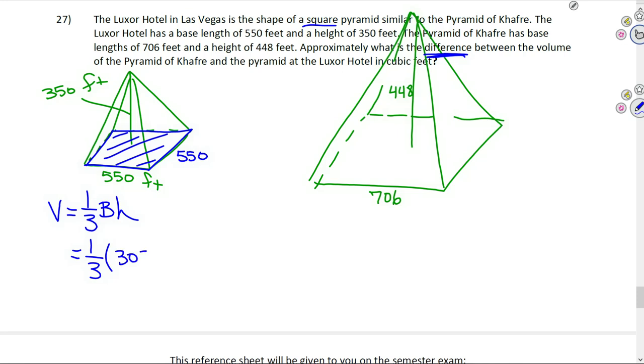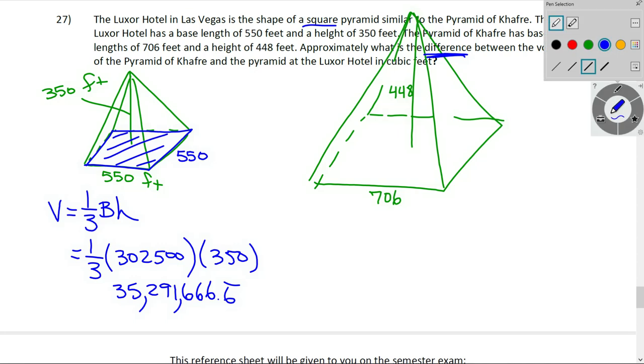550 times 550 is 302,500. And the height is 350. So 1/3 of the 302,500 times 350 is a very big number. 35,291,666.6 repeating is the approximate volume of the Luxor Hotel.